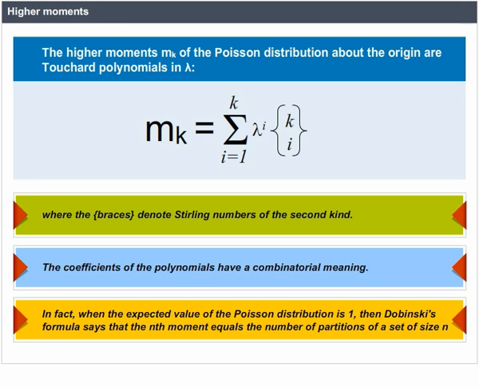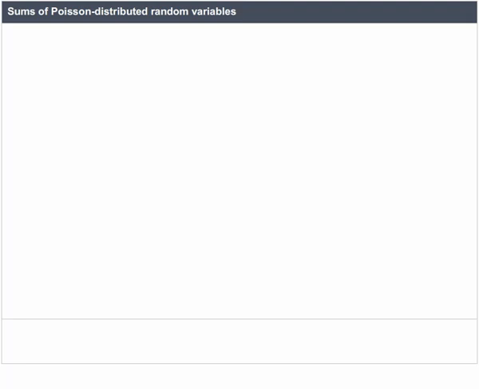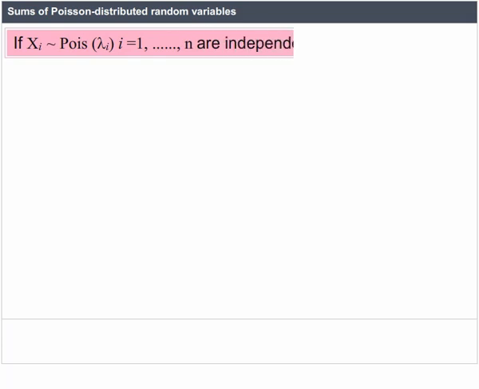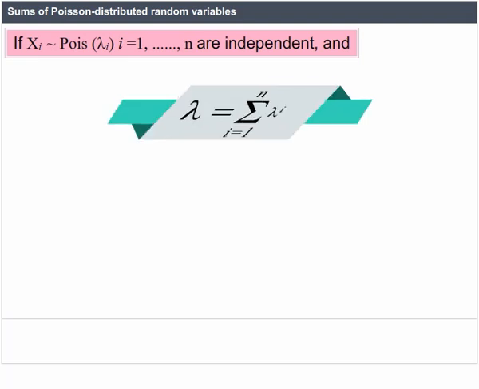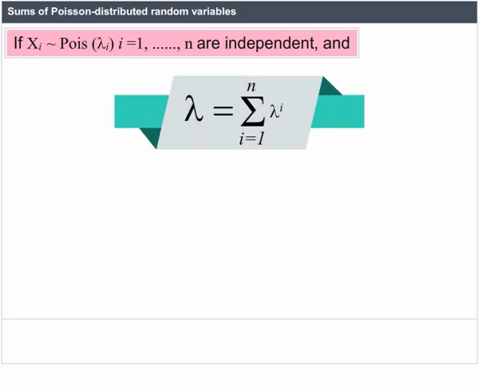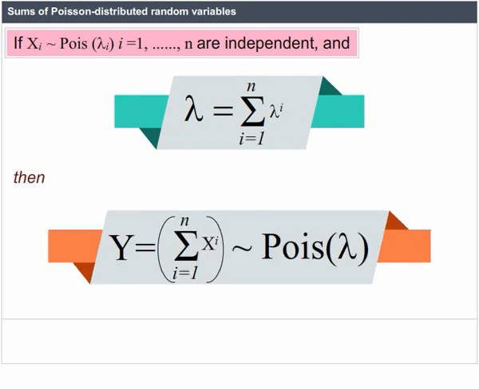In fact, when the expected value of the Poisson distribution is 1, then Dobinski's formula says that the nth moment equals the number of partitions of a set of size n. Sum of Poisson distributed random variables. If X_i follows Poisson distribution of lambda_i, for i equals 1 to n, are independent, and lambda is equal to the summation i equals 1 to n of lambda_i, then Y, equal to the summation i equals 1 to n of X_i, follows Poisson distribution of lambda.